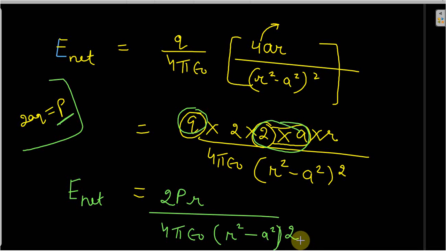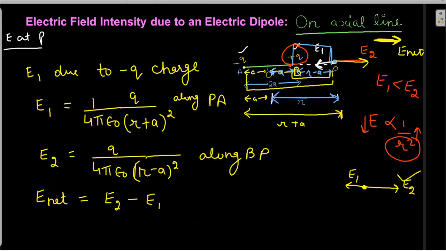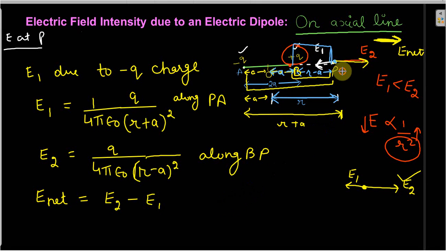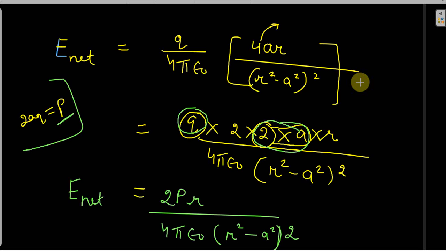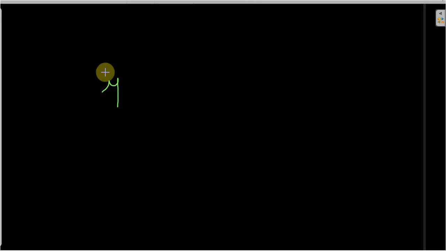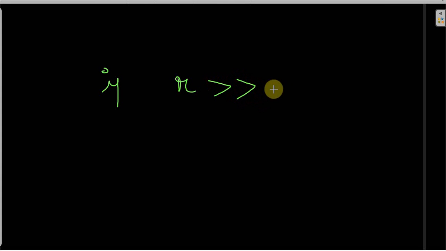In the same manner, there is one special case. If the distance r, this point P, is very far from the dipole, what will happen? So we can write the condition: if r is very much greater than a.